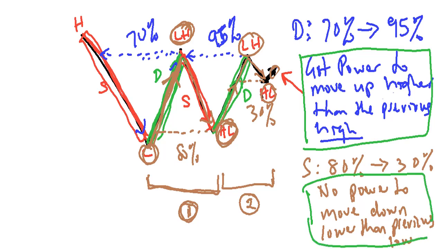the first conclusion says that there's a power to move up, right? The second conclusion says there's no power to move down. So that means if your chart is like this, then we don't have an equal balance of supply and demand. In fact, the demand is stronger than the supply right now.